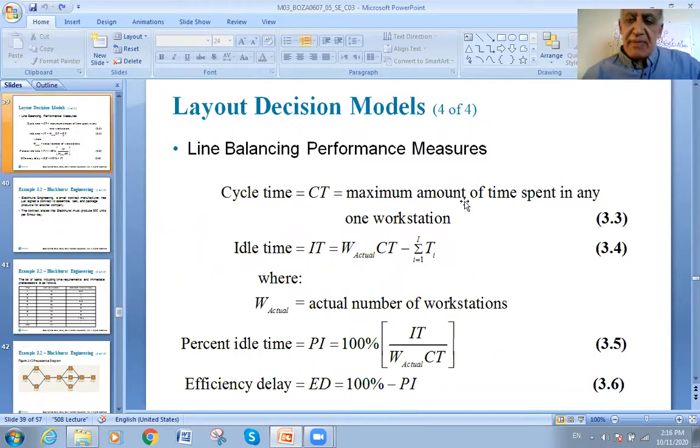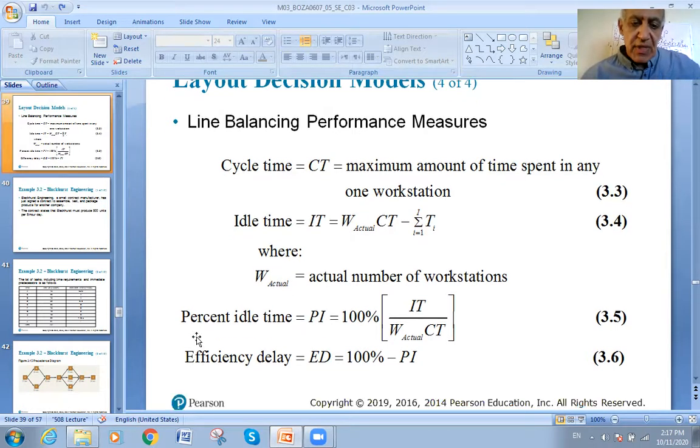Cycle time, maximum amount of time spent in any one of the workstations. Idle time, IT is the idle time, means W actual, which means the actual number of workstations, minus T, which is the sum of the whole time. So percent idle time will be the IT, which we get from here, divided by the WCT.